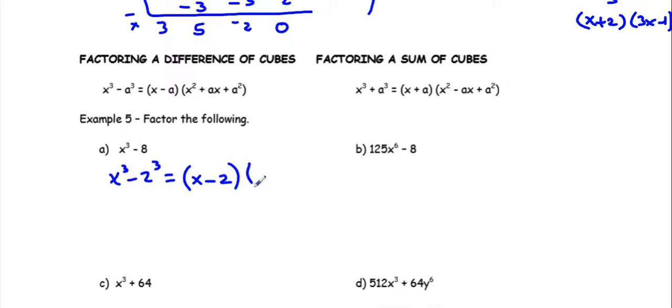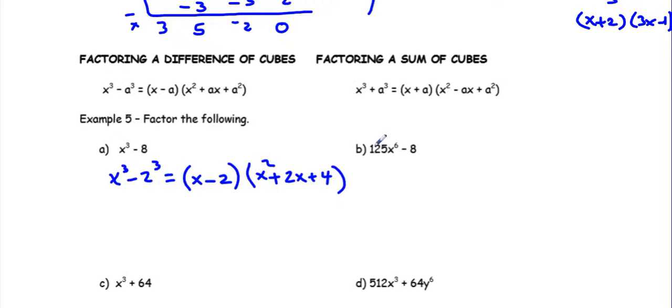And then you're going to just take the first term and square it. You're going to take the two terms and multiply them together and change the sign. No multiplying by 2 here, just multiply this times this. And then you're going to square the last term. And you're done. Okay? That's difference of cubes.